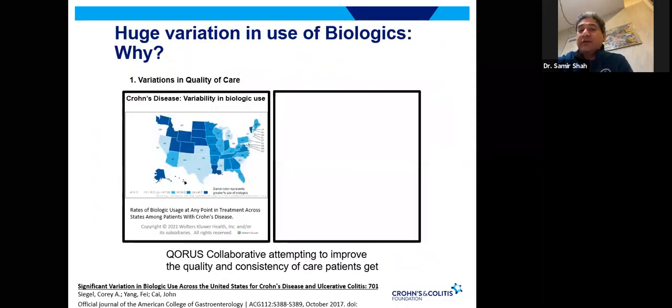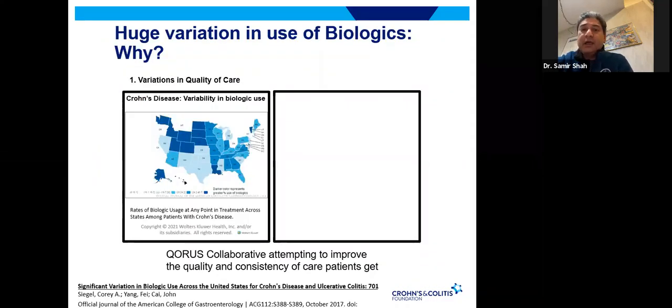There's a huge variation of biologics use in the United States, and this is data that was published. The question is why? If somebody has active disease, shouldn't the rates be more similar? We're trying to address this with CHORUS and other quality initiatives, so the right patient gets the right drug at the right time. Next slide.